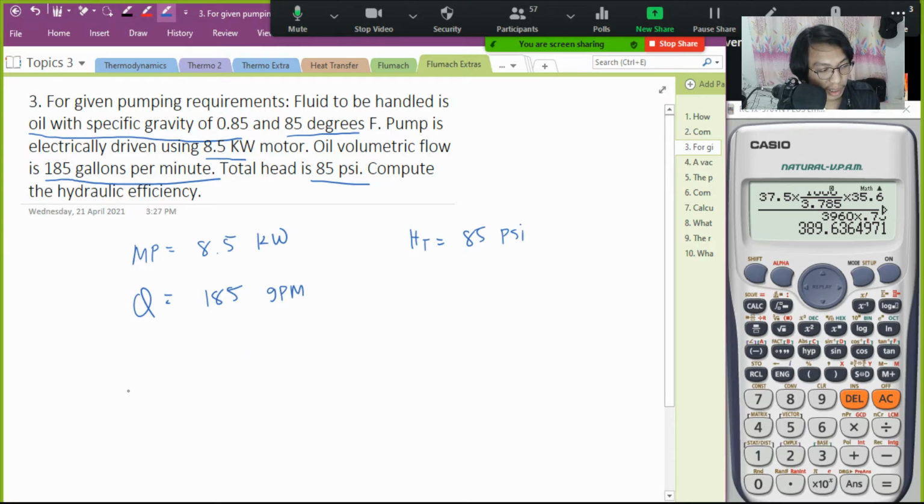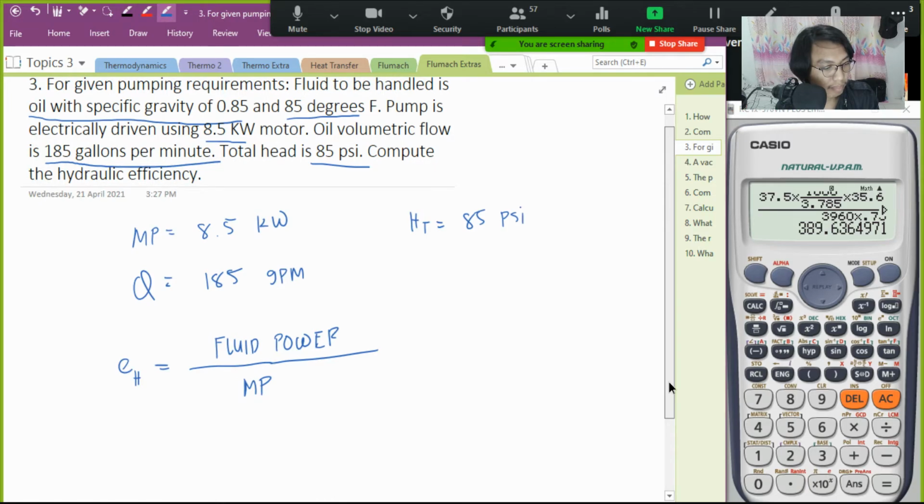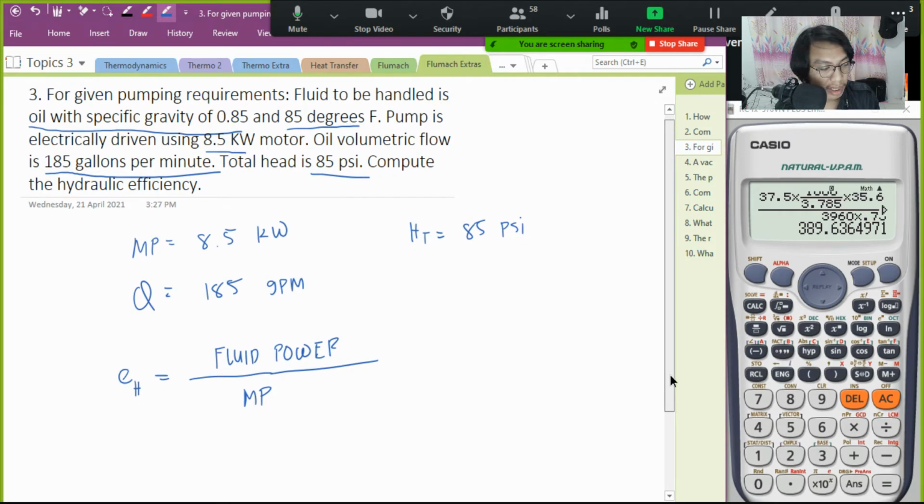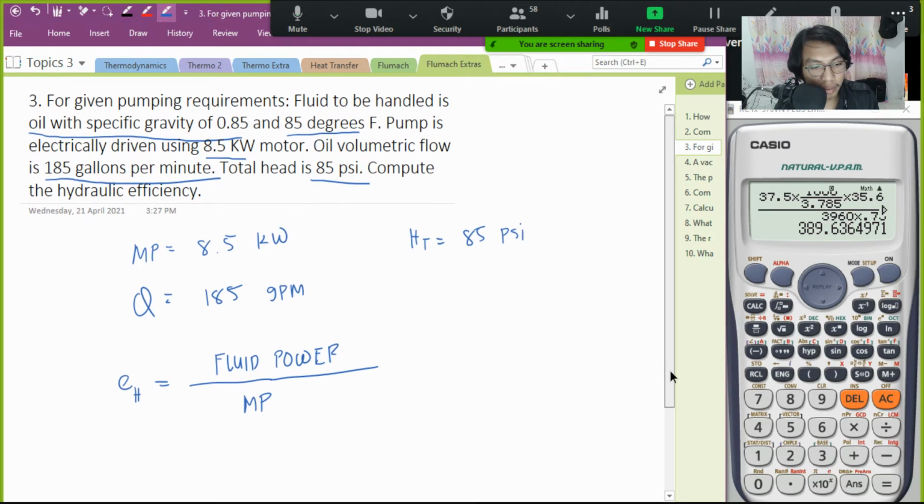Tandaan nyo, ang hydraulic efficiency is equal to the fluid power divided by the motor power or the brake power. Okay, paano natin siya solve? Basic yan, okay? Hanapin muna natin... Ay, hindi, meron na 'to eh. Yung motor power, meron na. Ito na lang, fluid power.